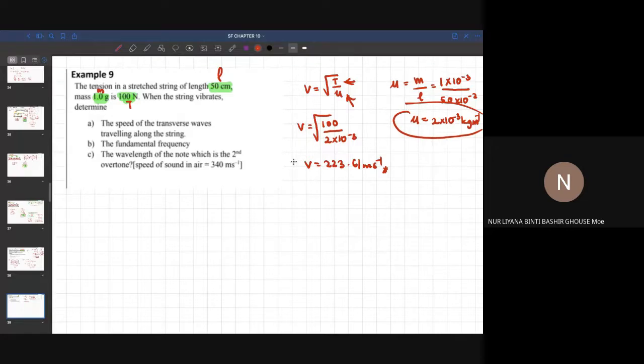Okay, A is settled. Next we find B. It wants us to find the fundamental frequency. Everyone, at your chat box, for the fundamental frequency, what is n? What is our n for the fundamental frequency? 1, 2, 3, we can press send.